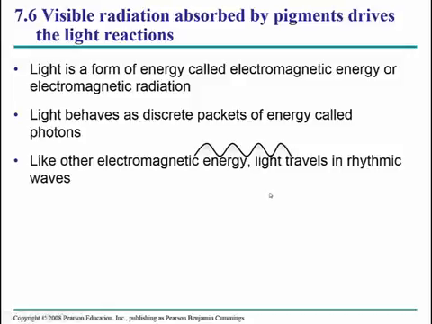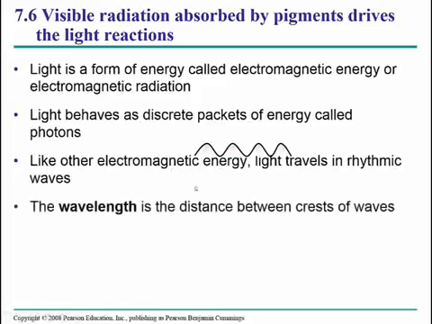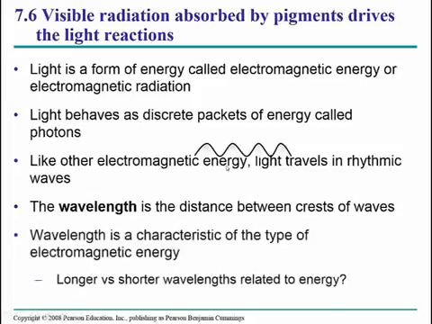So light, like other electromagnetic energy, travels in rhythmic waves. And how big the waves are, which means how close from peak to peak, is characteristic of each wavelength of light. So a wavelength is from one crest or one peak to the next. And we want to relate that to energy. How much energy is present in that light?